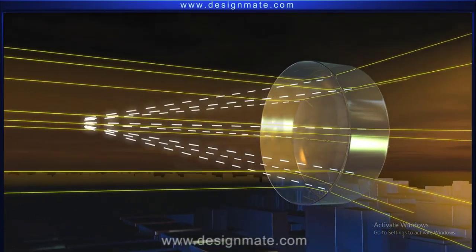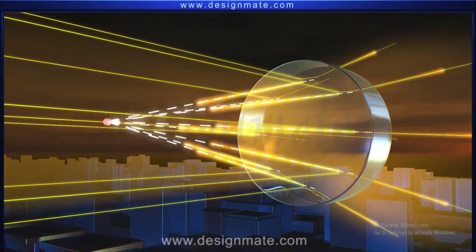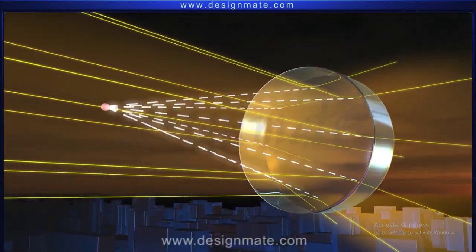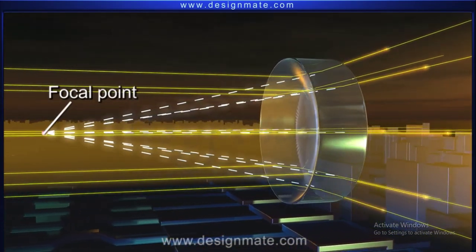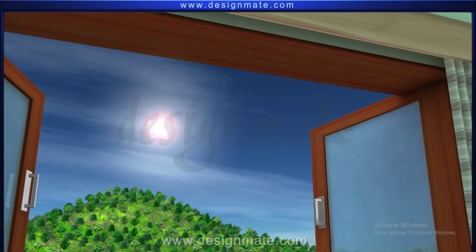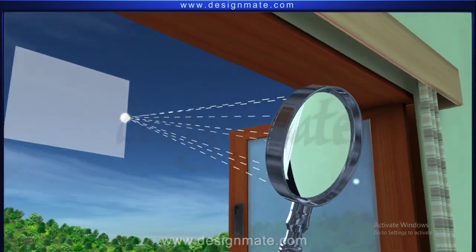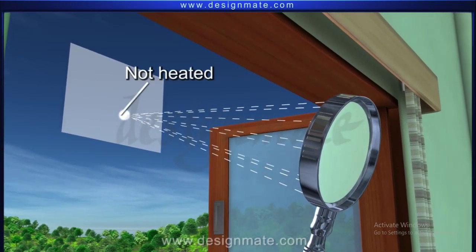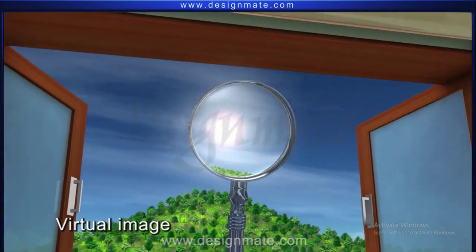If the divergent rays are extended backwards, then they appear to meet at one point on the principal axis, on the same side of the lens as the object. This point is called the focal point of the concave lens. The sun viewed from a concave lens would appear as a point. If you place a paper at this point, it would not get heated. The image formed in this case is a virtual image.